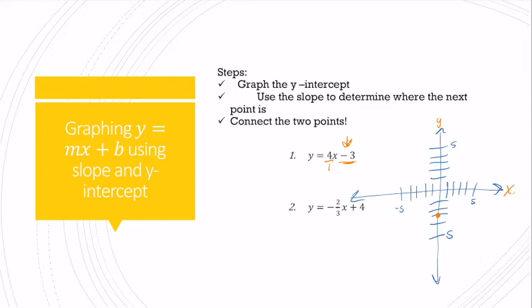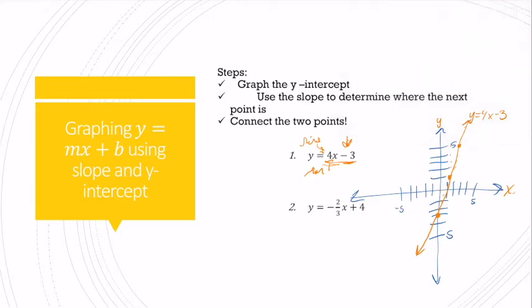My slope is 4. That's rise over run. So I'm going to go up 4 and over 1. That's another point on my line. Again, I can go up 4 and over 1. So there's our line, y equals 4x minus 3. And friendly reminder that every single point on this line will satisfy the equation.